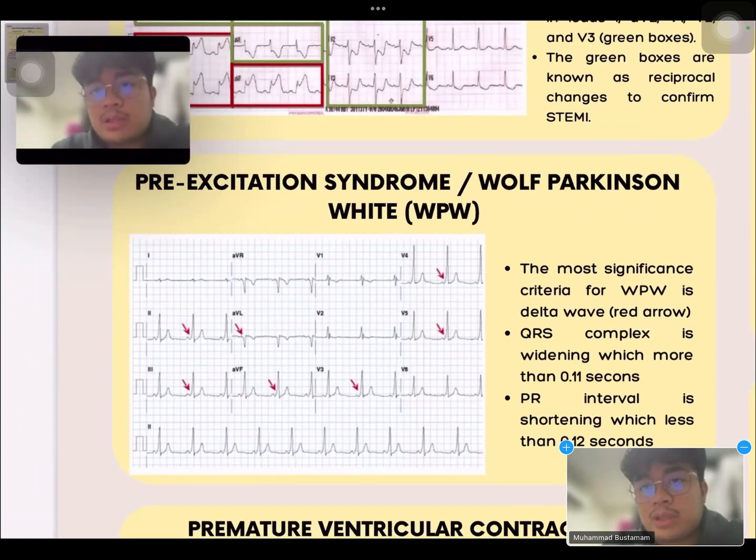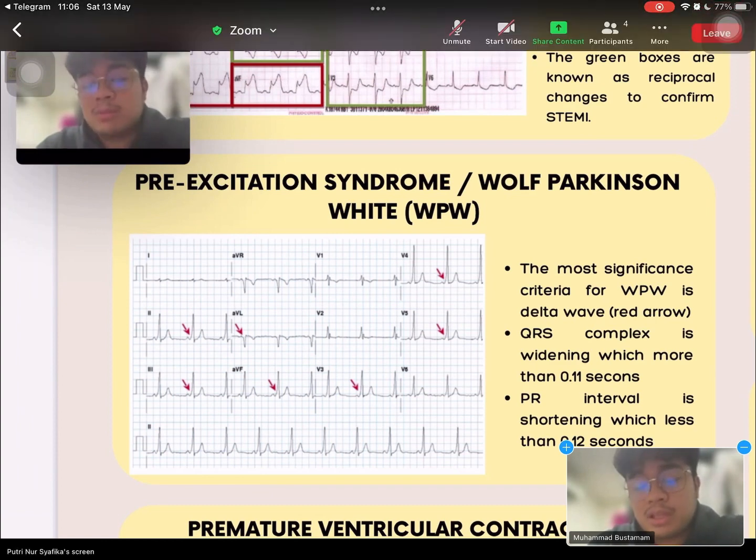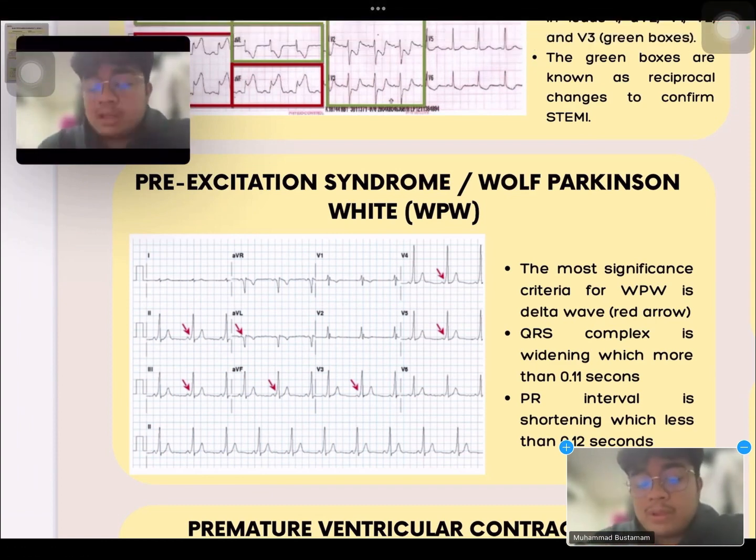So now I'm going to explain about the pre-excitation syndrome, which is also known as Wolff-Parkinson-White disease or syndrome. So this is a disease related to a heart condition. The heart abnormally beats faster than the normal beat. So this is caused by an extra electrical connection in the heart. This problem can be congenital, from the baby itself.